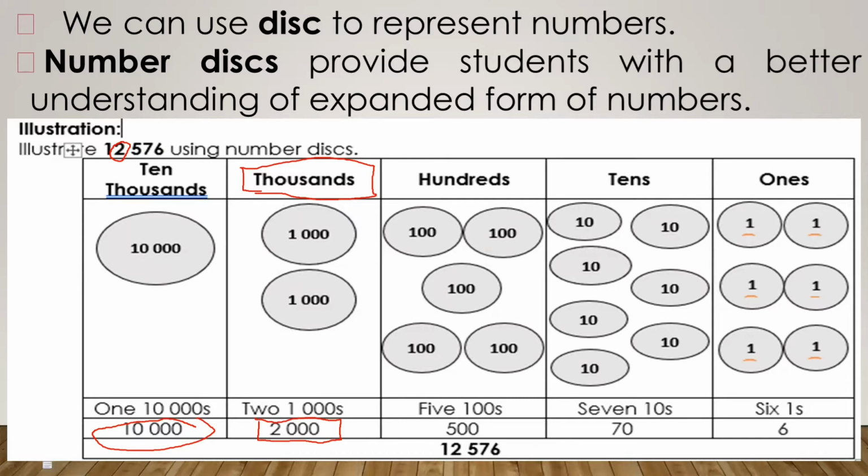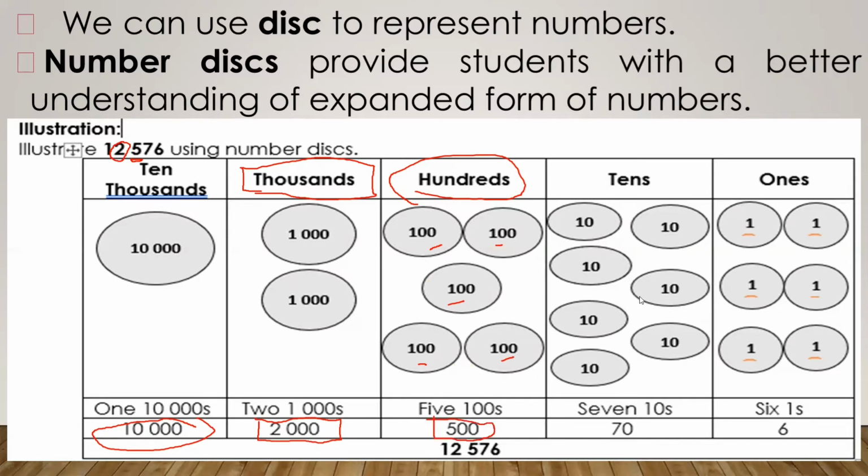Next naman natin is the hundreds. Ano ba yung digit natin sa hundreds? That is 5. Dahil 5 yung digit ng hundreds natin, we should have 5 discs na hundreds ang nasa loob. Meron tayong first disc, second, third, fourth, and fifth. Meron tayong 5 discs, which is naglalaman ng 100. And then, the value of this is 500.